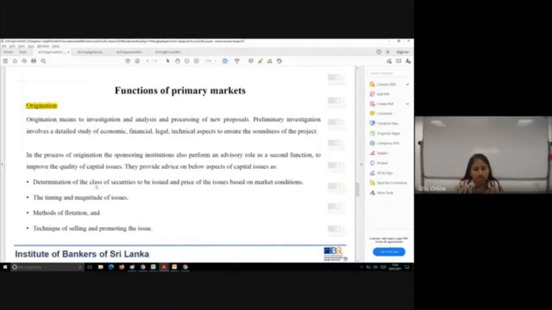Now, currently, if I have a company and I want to enter the capital market for a share issue, if I had done that last year April when COVID was at its worst, would anyone subscribe? No. So who would have advised me? My sponsoring institution or my lead managers would have told me, look here, now it's not the time to go for a share issue. For the time being, go for short-term borrowing. Next year, when the market picks up, we'll go for a share issue. So those kinds of advice, the timing and even the magnitude.